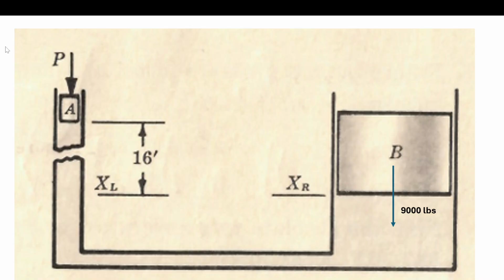So here's a few parameters of this problem. First, plunger B weighs 9,000 pounds and the area that's in contact with the fluid is 600 inches squared. The fluid has specific gravity of 0.75, and that just means that it's 75% of the unit weight of water. Plunger A has an area of 6 inches squared that's in contact with the fluid surface. And again, we're trying to solve for that force P.